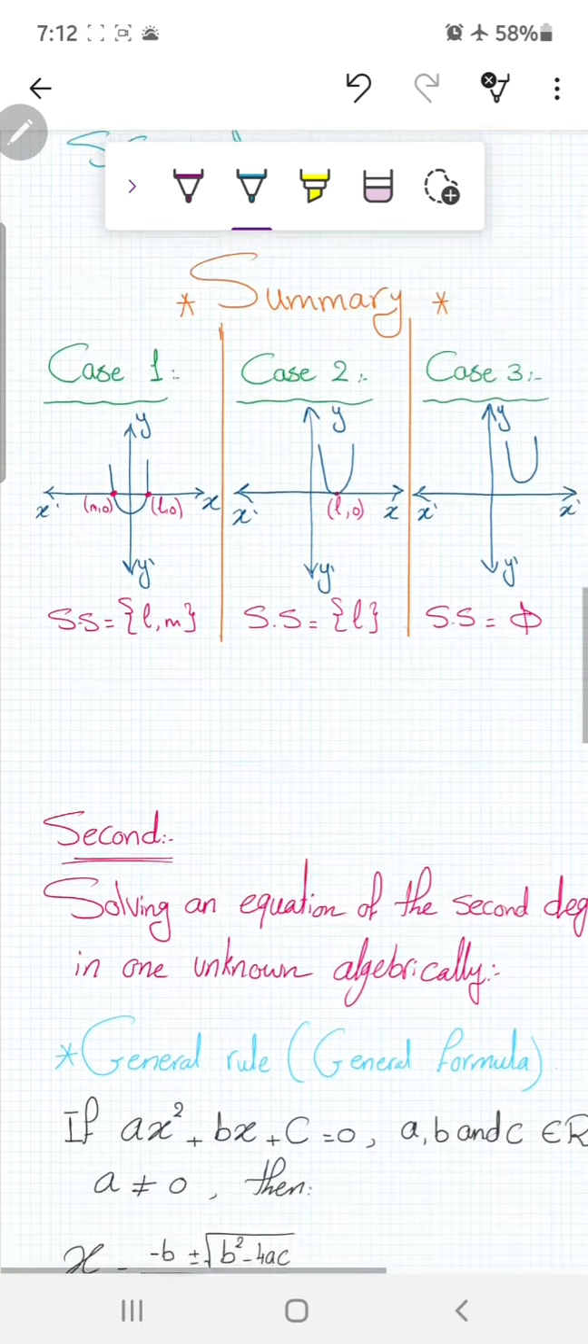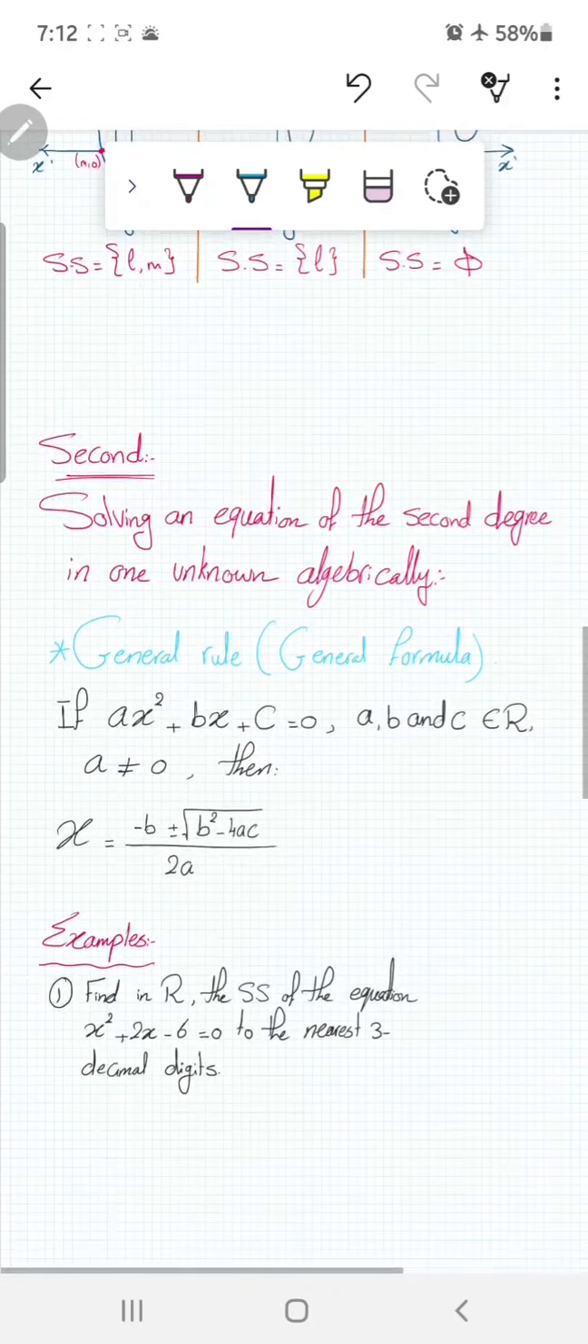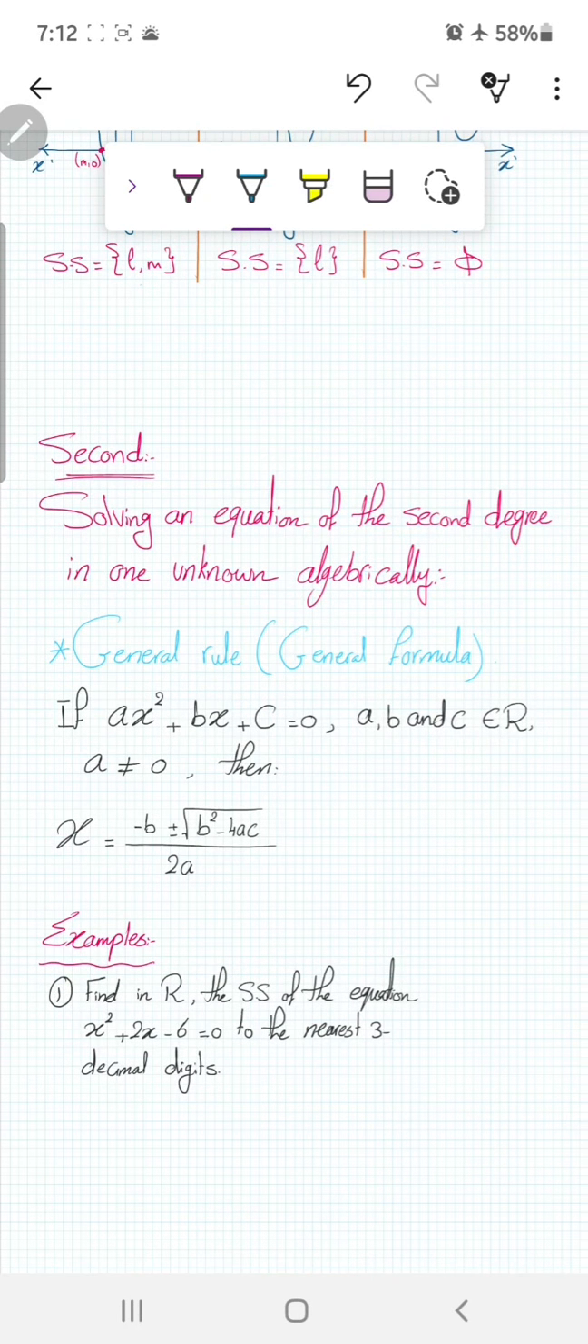Okay. Second, we want to solve the equation of second degree algebraically, but not by using factorization. Here we have a general rule or general formula. What is the general rule? If we have an equation of second degree like ax power 2 plus bx plus c equals 0, and a, b, and c belong to R, and we have a very important condition, a not equals 0.